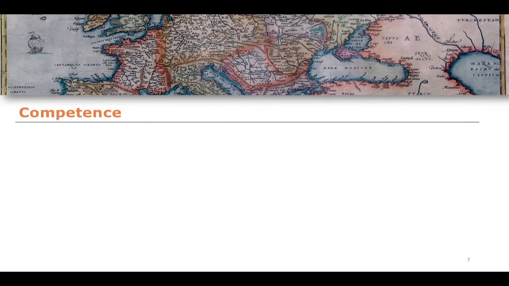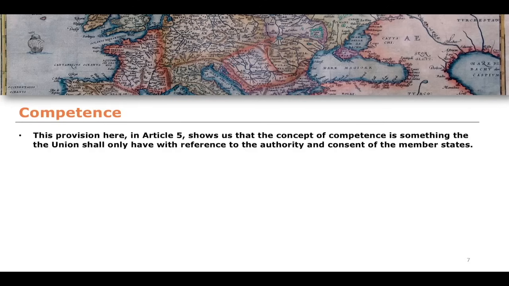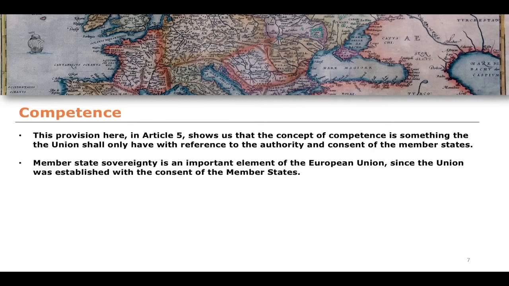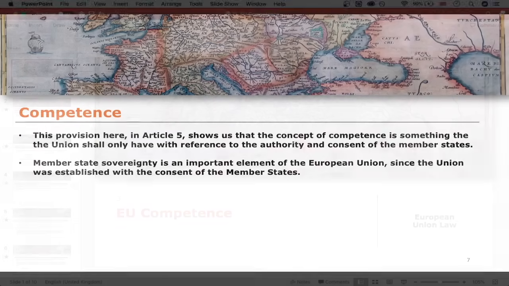So this gives us a basic overview of what we mean when we talk about EU competence. The provision here in Article 5 essentially shows us that the concept of competence is something that the Union shall only have with reference to the authority and the consent of the member states. And so this gives us a nice balancing situation, where we have the member states that want to retain as much national sovereignty as humanly possible, but then you also have the European Union itself, which wants to achieve its goals insofar as possible. And so a balance has to be had in this relationship, and this balance is established by Article 5 and through this concept of competence.